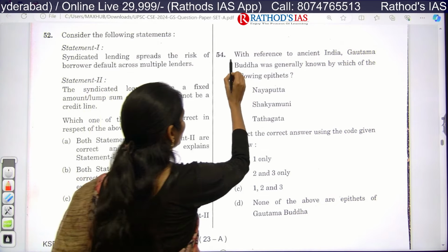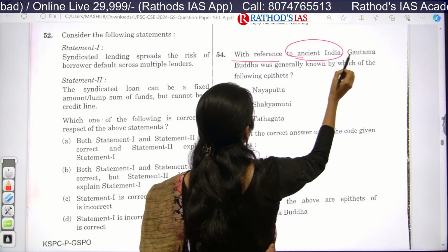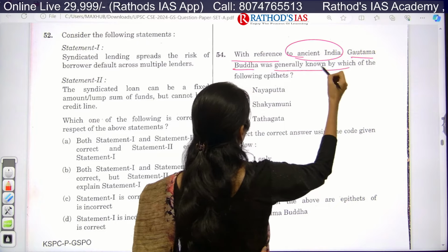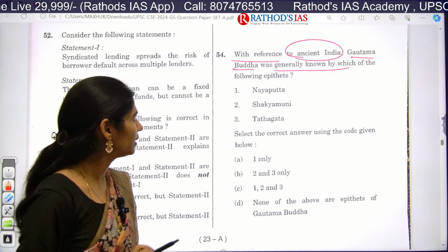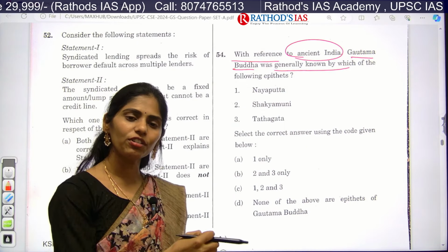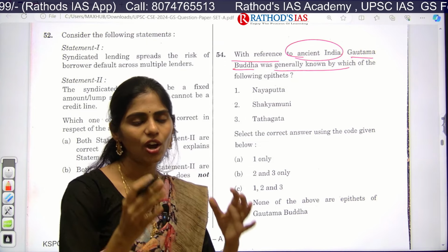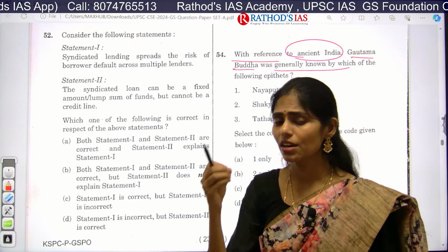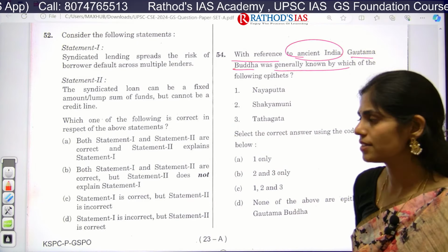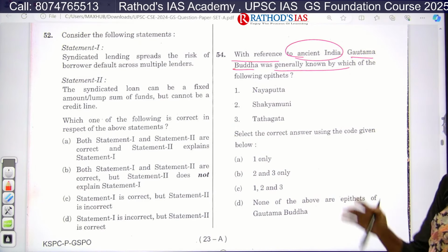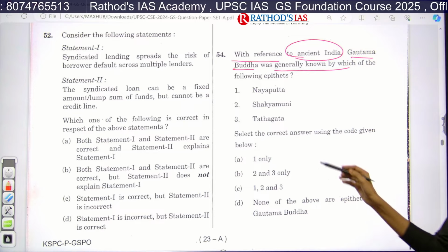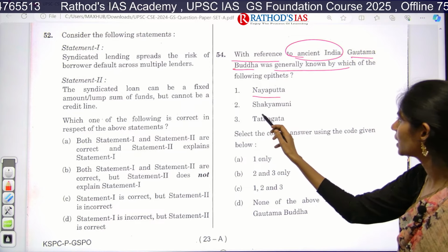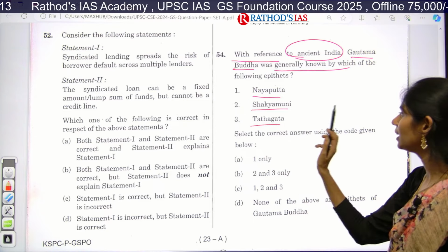So first one is, with reference to ancient India, Gautam Buddha was generally known by which of the following epithets? So it is one of the favorite areas of UPSC. As usual I will be saying, without Buddhism and Jainism there will be no question paper in UPSC. Again the question of Buddhism from ancient history. So first one is Nayaputta, next one is Sakyamuni and Tathagata.